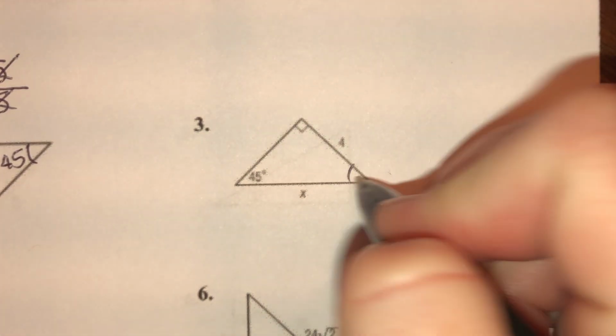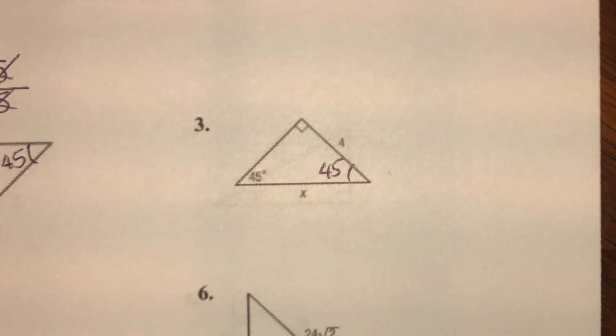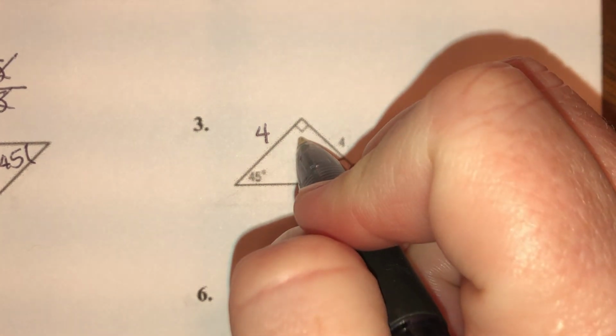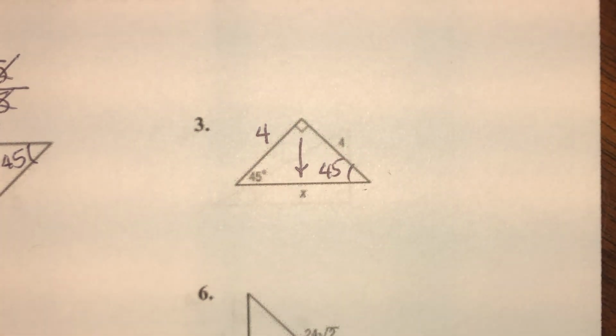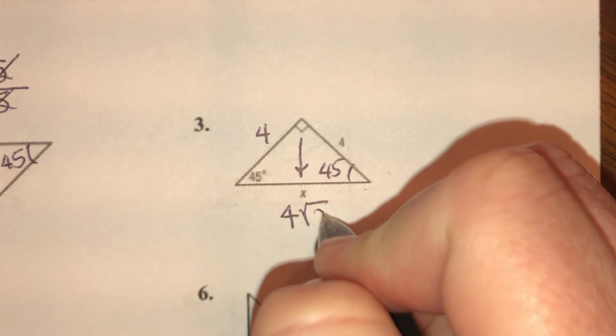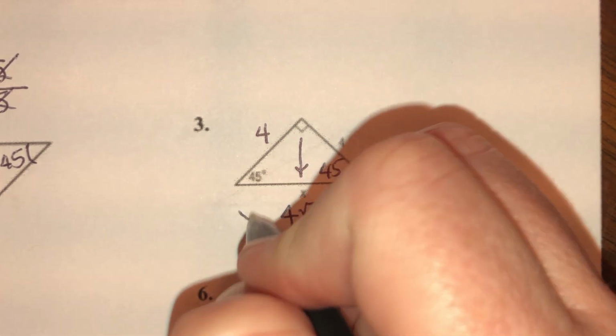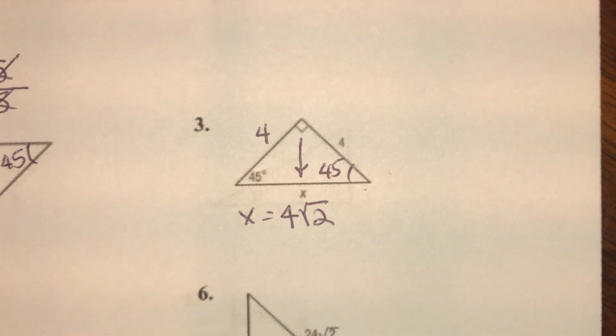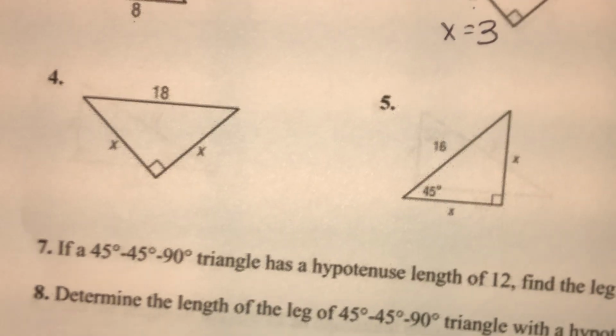Number 3, another 45. All these are 45, 45, 90. I know my legs are each 4. And my hypotenuse, which is always across from the 90 degree, is the leg times the square root of 2. 4 times square root of 2. Done. Easy, right? Just take the leg, multiply it by square root of 2, and you get the hypotenuse.